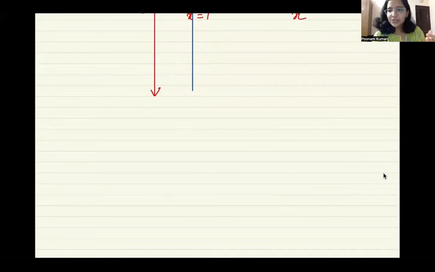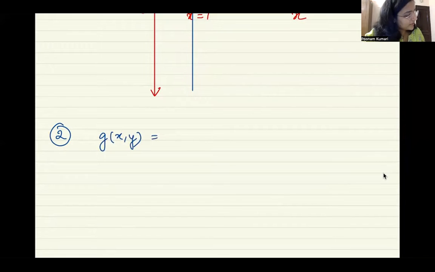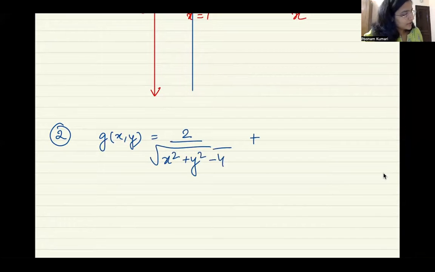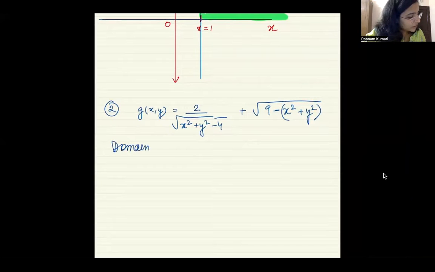Yeah, moving on, let's do the next question. In this one also we will find the domain and plot it to see how the domain looks. So let's say I have a function g(x, y) which is given by 2 divided by the square root of x squared plus y squared minus 4, plus the square root of 9 minus x squared plus y squared. Now you have to tell me what is the domain of this function. And once we are done finding the domain, we will plot it as well. I'm giving you one minute, 1.5 minutes. Take your time and find it out, and then we'll do this question together and plot it.